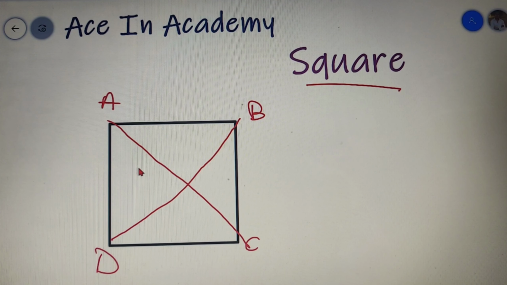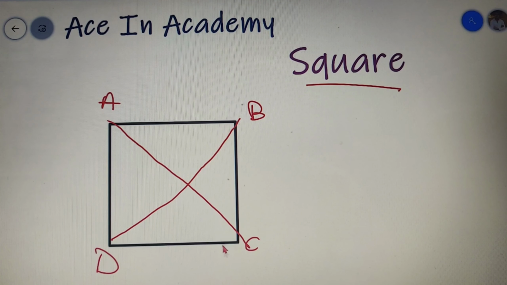The fifth property of the square is one of the most important properties, and it says that the diagonals of the square bisect the angles contained at the vertices. So if the complete angle is 90 degrees, then each angle is equal to 45 degrees.